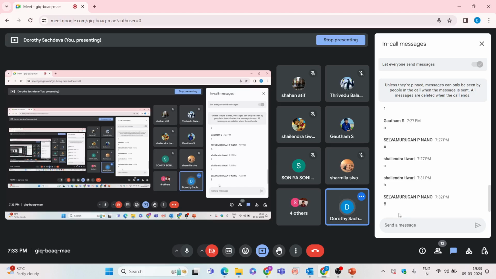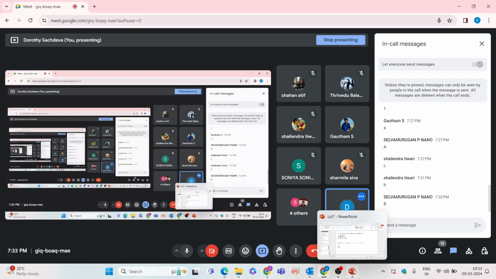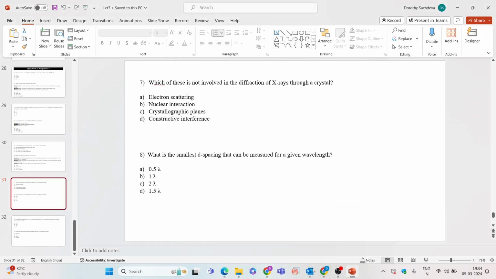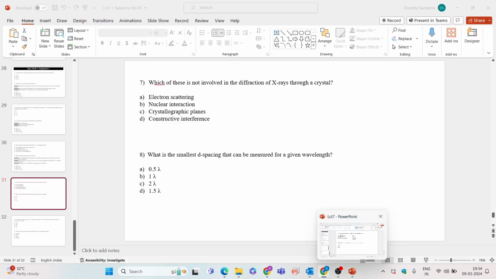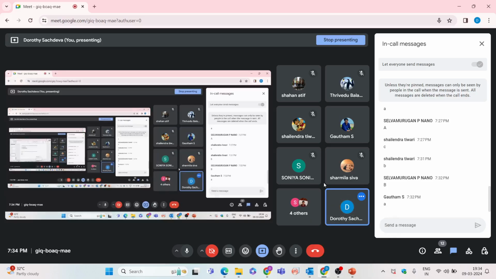Selva Murugan says option B, nuclear interaction. Anyone else? Gautam says option A, electron scattering. Can you explain to me, Gautam, why you are saying option A? Electron scattering is the basic thing which is going on from the start. How the electron beams are being generated, how they are interacting with your specimen, and how they are being scattered.